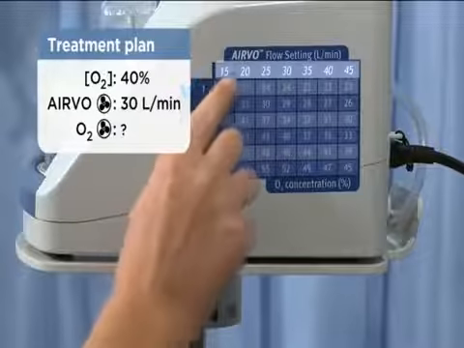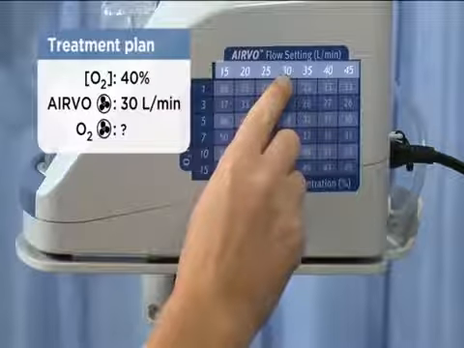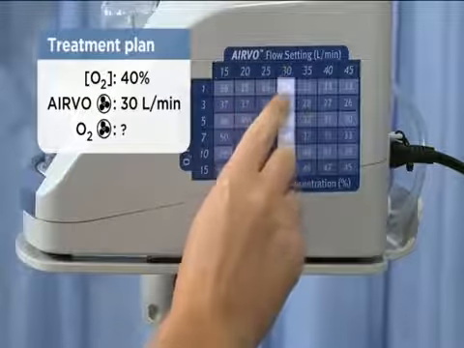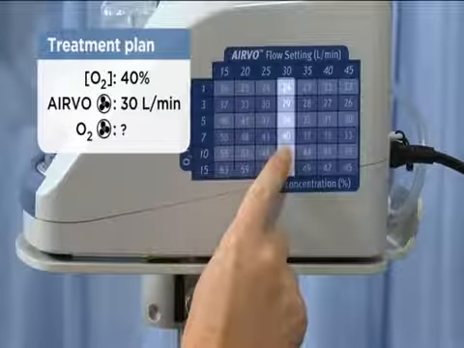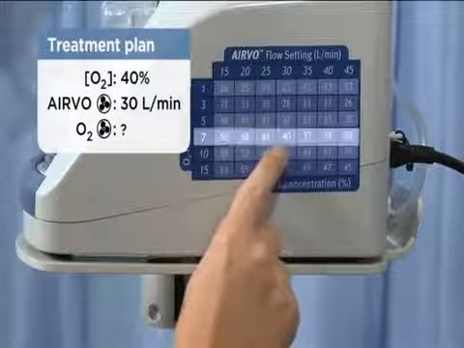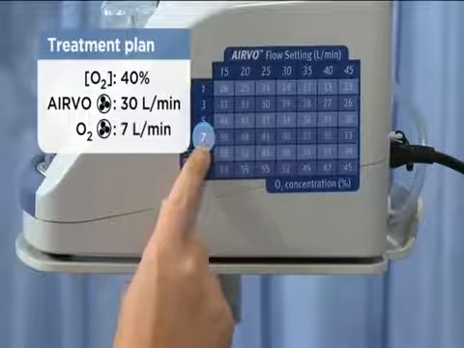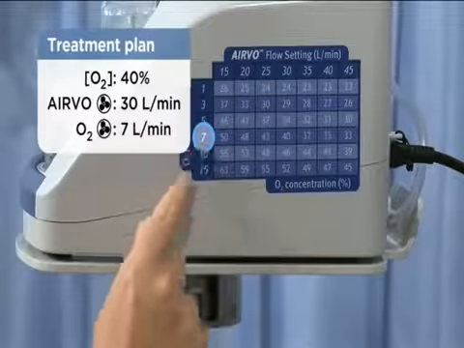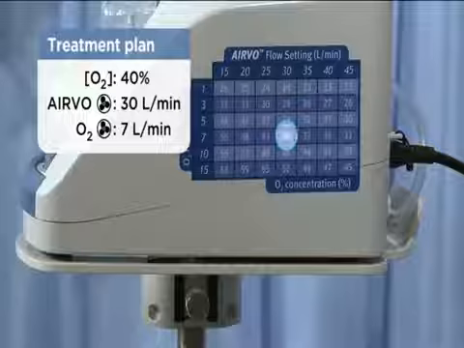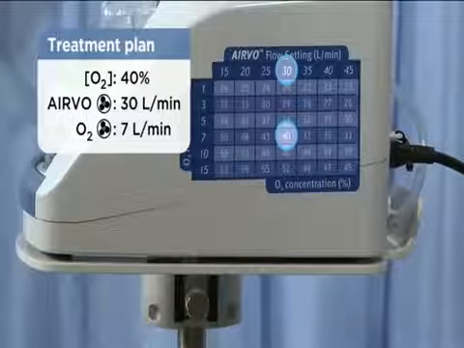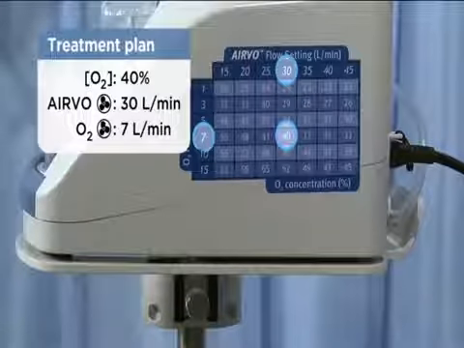When the flow rate is correct, find the column on the oxygen chart that corresponds to the Airvo gas flow rate, in this case 30 litres per minute. Scan down the column until you find the oxygen fraction desired, 40%. Scan along the row and read the oxygen flow rate required, in this case 7 litres per minute. So to deliver an oxygen concentration of 40% to the patient when the Airvo flow rate is 30 litres per minute, set an oxygen flow rate of 7 litres per minute on your oxygen flow meter.